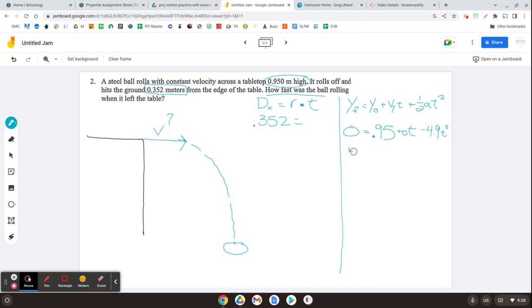So once again here, we have 4.9 t squared. Let me squeeze a t in there. Equals 0.95. So t squared is 0.95 divided by 4.9. All right, so let's find our t. T is 0.44 seconds.